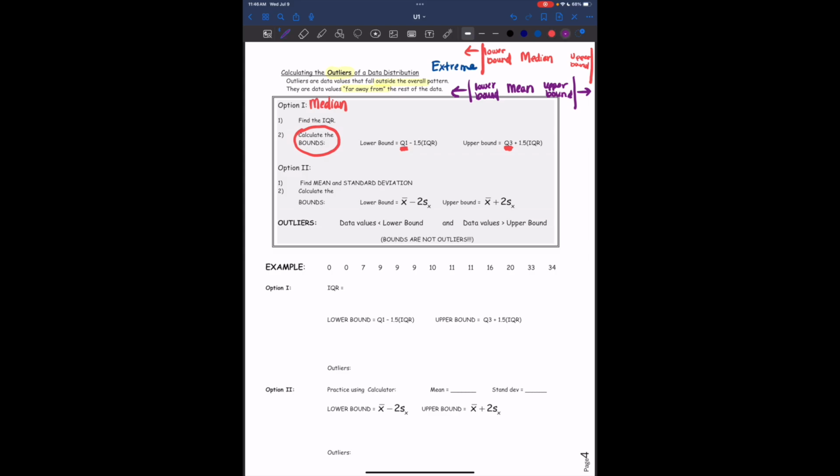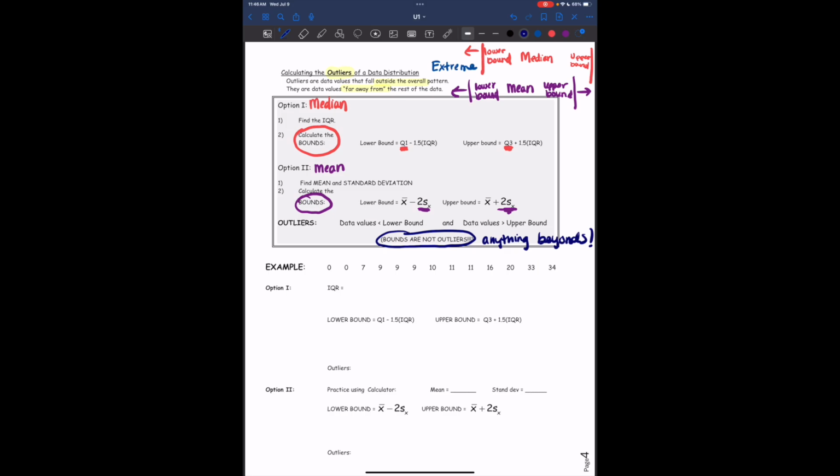Versus option 2 would be if you had more access to the average. You would calculate the bounds that way by saying, okay, my lower cutoff is if I'm 2 standard deviations away from the mean on the lower side, or if I'm 2 standard deviations away from the mean on the upper side. We would consider those bounds. Something to realize here is that the bounds are not outliers themselves. It's anything beyond the bounds that are outliers.